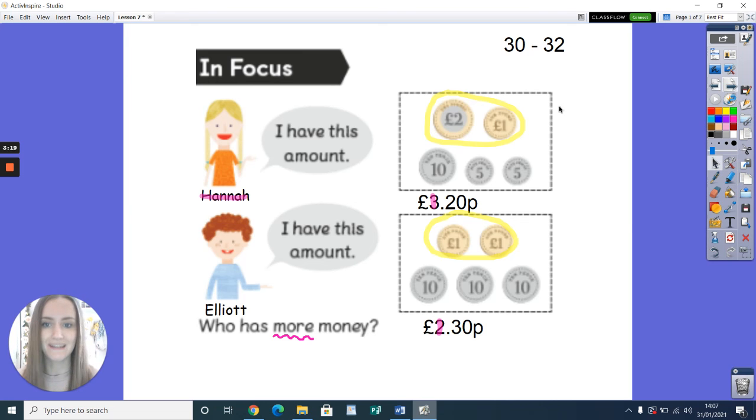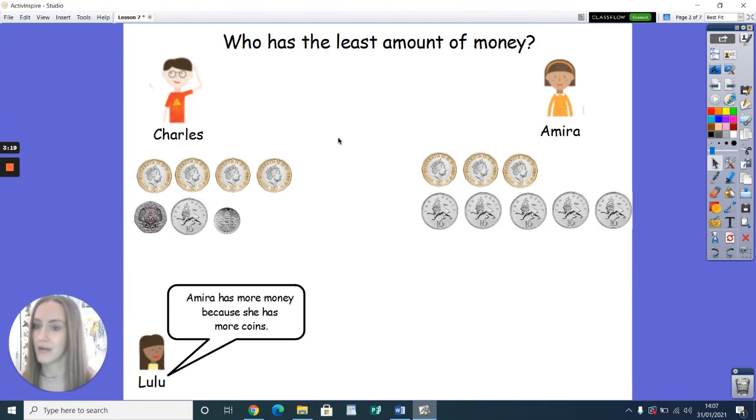Well then, right, we've got another similar task. This time we've got Charles and we've got Amira. I'm going to carefully read the question. It says, who has the least? So this time it's not about who's got the most money, it's who's got the money that's worth the least.